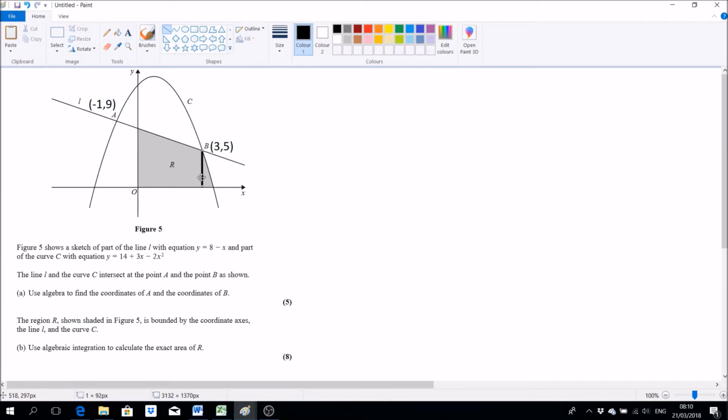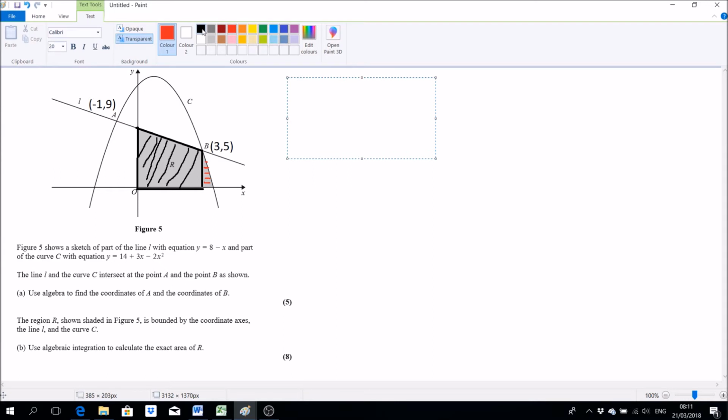You can see there's a trapezium right here. I'm going to outline it for you. So there's a trapezium. We can calculate the area of this trapezium, and then we can calculate the area of this red shaded region. You can see it. And if we add those, we should get the exact area of R.